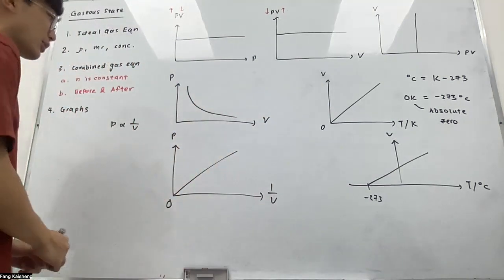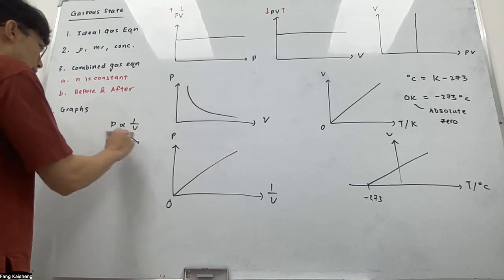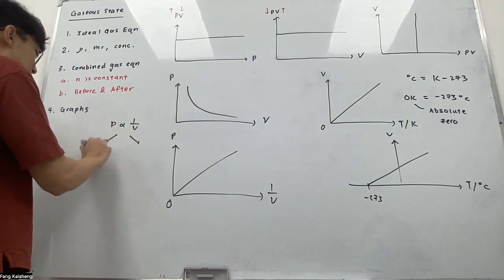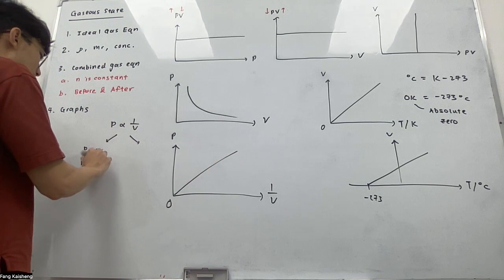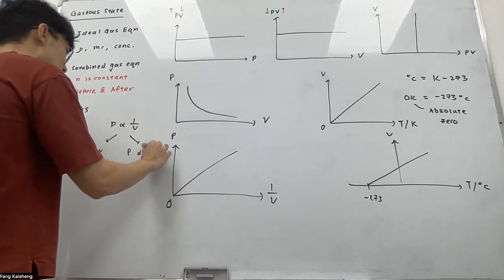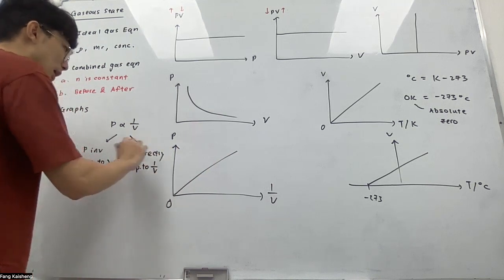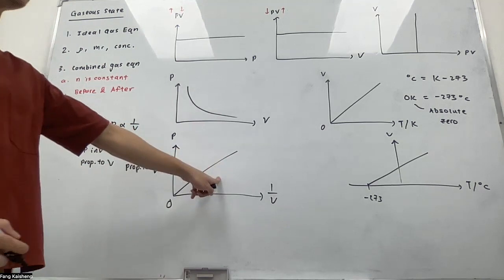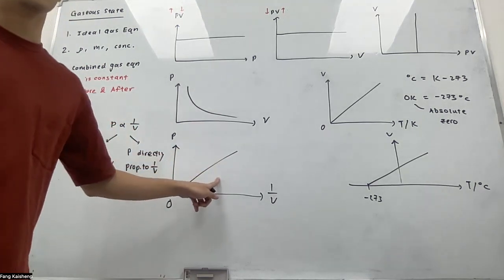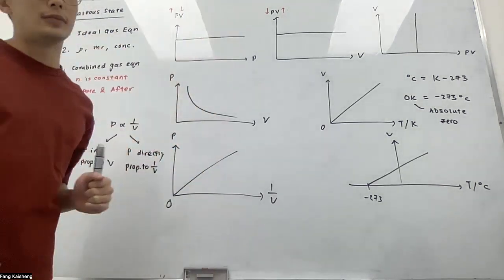When you linearize a graph, it can be interpreted in two ways. It can be P is inversely proportional to V, but it could also be P is directly proportional to 1 over V. That's how you linearize it. This is infinitely more useful. See these graphs, that's it. Variations all done. All good?